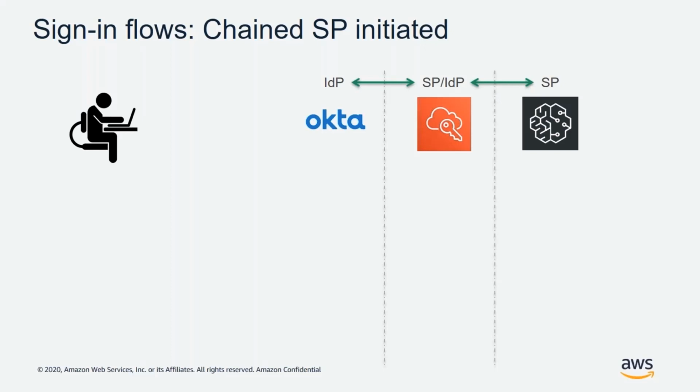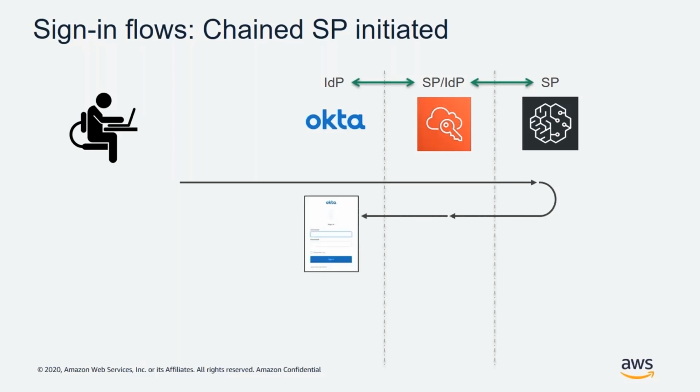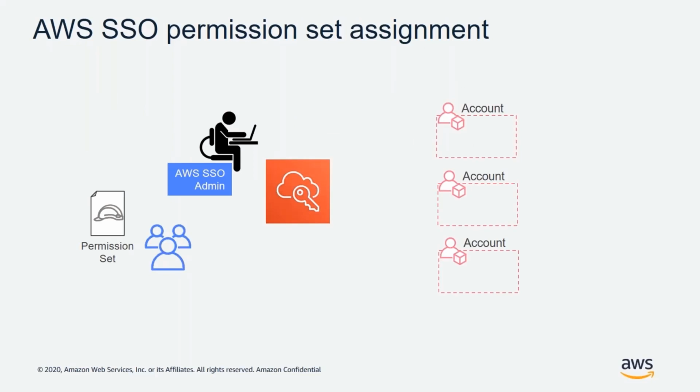In this case, the user navigates the browser to the application. Detecting that the user hasn't signed in, the application redirects the user to AWS SSO. Detecting that the user hasn't signed in there, AWS SSO then redirects the user a second time to the IDP. After authenticating, the IDP sends the user back to AWS SSO, which in turn sends the user back to the application. Thanks, Yuri. Now that we understand how AWS SSO authenticates users, let's look at how AWS SSO works with identities to assign access.